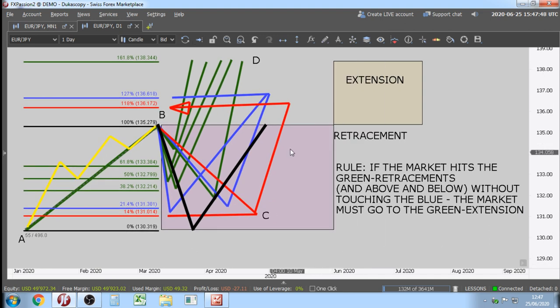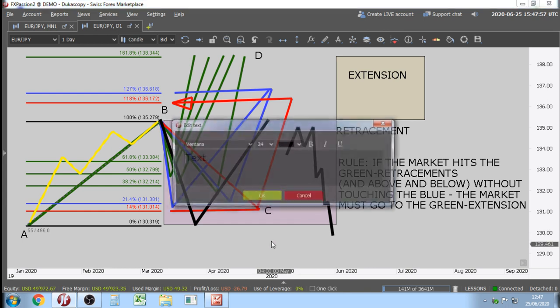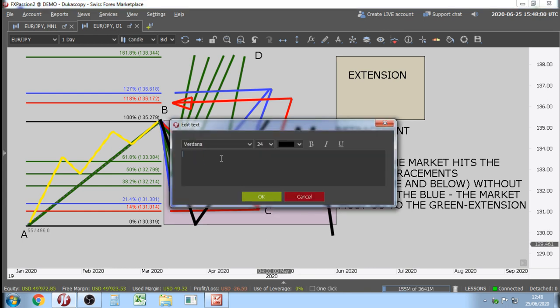And if the market breaks the A, our Fibonacci is not valid anymore, and we need to reverse the Fibonacci. What's the time? Okay, 7 more minutes. Need to reverse the Fibonacci.